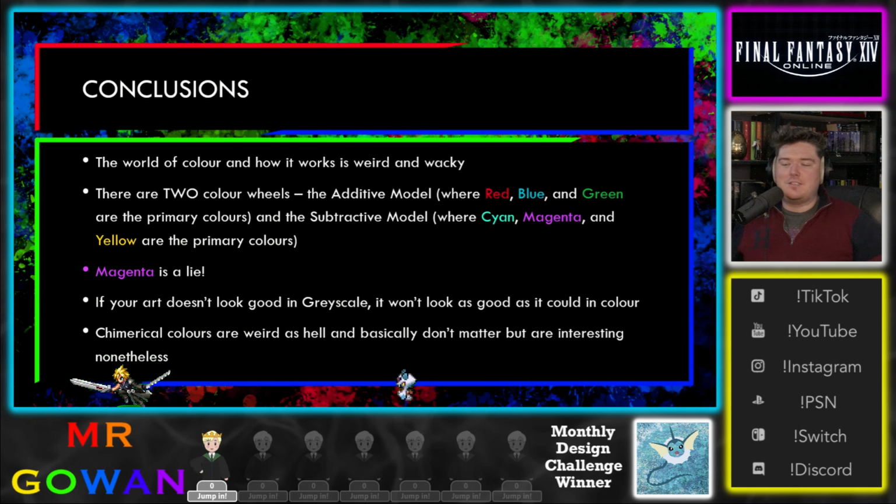If your art does not look good in grayscale, it will not look as good as it possibly could in color either. So you need to fix your values. Make sure the values are different enough that it looks good in grayscale. And then finally, chimerical colors are weird as hell and basically don't matter at all because you can't make them. So it literally doesn't matter, but they're still interesting nonetheless. So there you go.